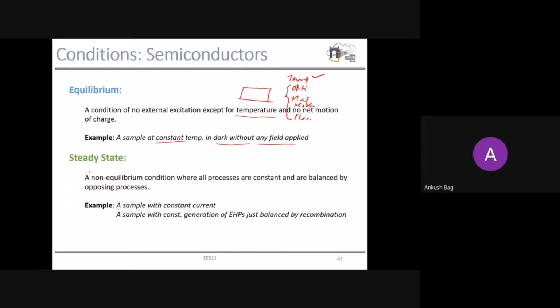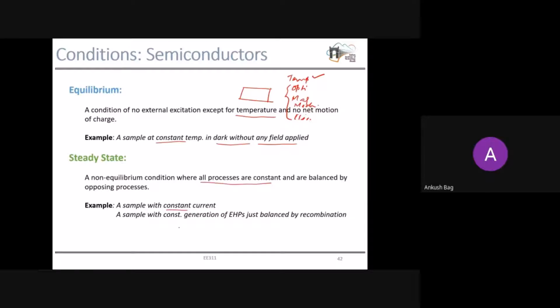Now, coming to steady state, which is another condition. Obviously, this is a non-equilibrium condition where all the processes are constant, or they are balanced by opposing forces. So this is called steady state. What is an example of steady state condition of a semiconductor device? A sample with constant current. Remember, we need to mention the constant. So then your semiconductor will be under steady state.